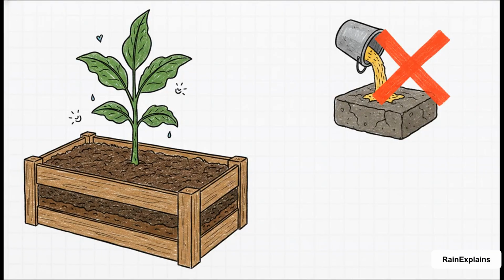Mulch consistently. And here is a massive warning for you. Never add sand directly to clay soil. Seriously, do not do it. Mixing sand and clay basically creates concrete, and it will make your compaction infinitely worse.